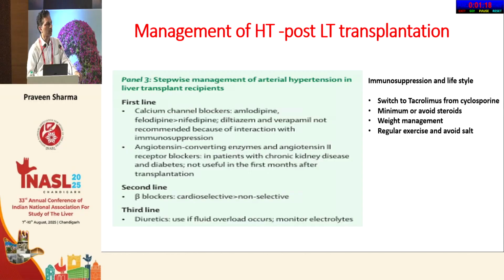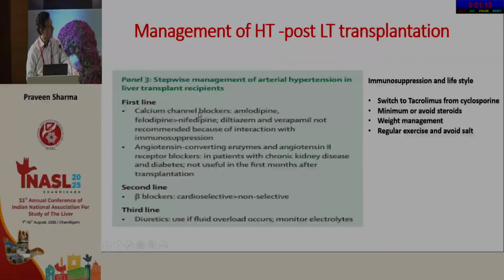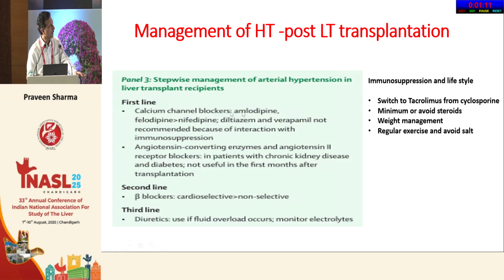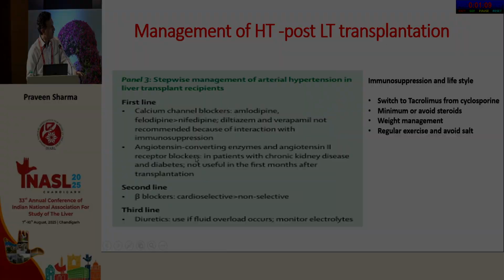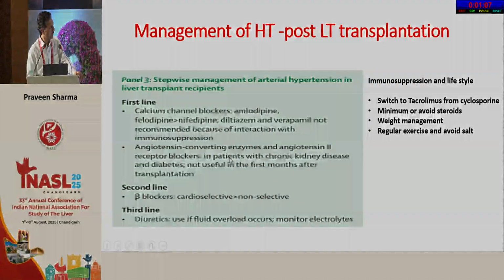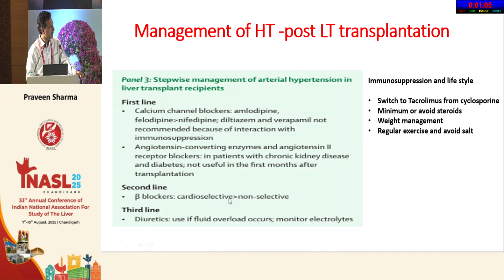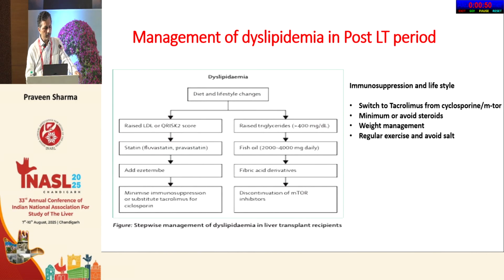I think there is nothing very significant for the control of blood pressure or hypertension in patients post-liver transplant, but a calcium channel blocker should be the first line of management. If the person does not respond, an ACE inhibitor or ARB should be the second line. We can use a beta blocker in certain patients, but switch over to tacrolimus if the patient is taking cyclosporine. Try to minimize steroid. Weight management is very important, and regular exercise and avoiding salt remain the cornerstone for the management of hypertension post-transplant.